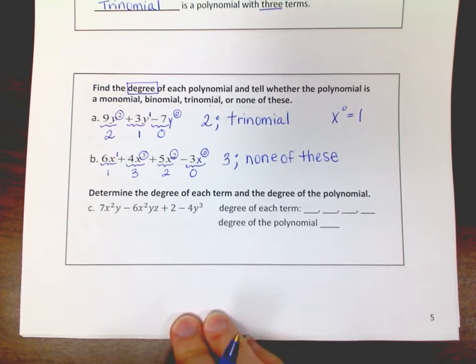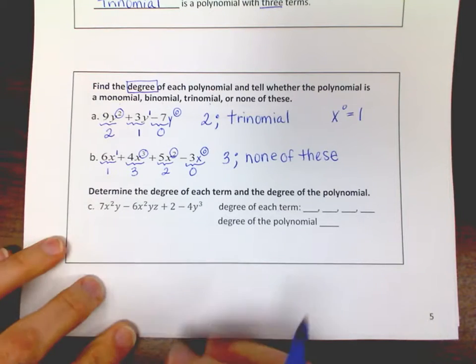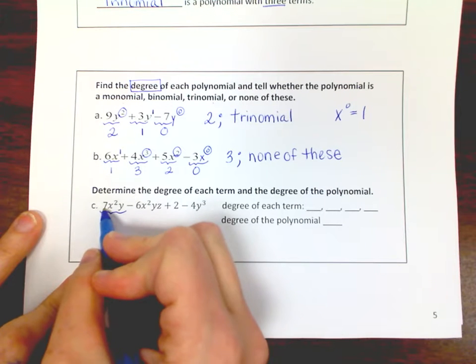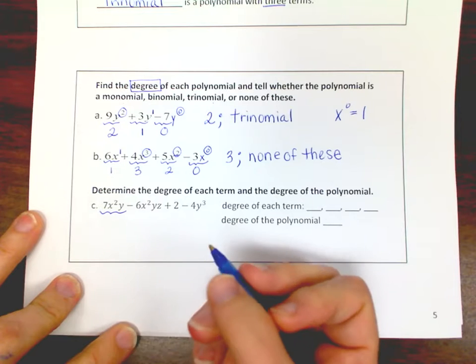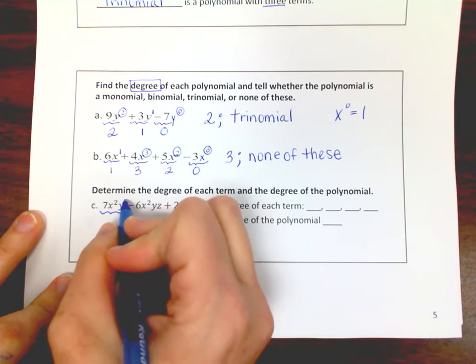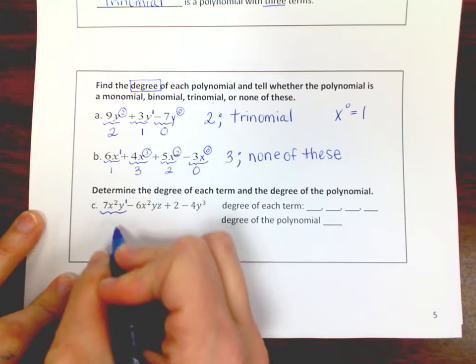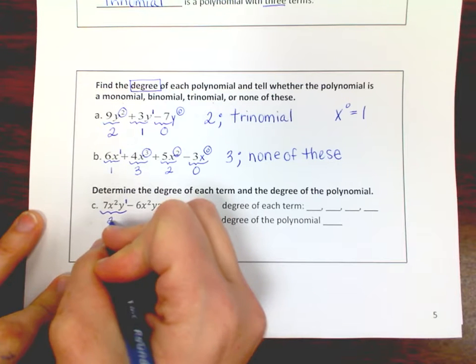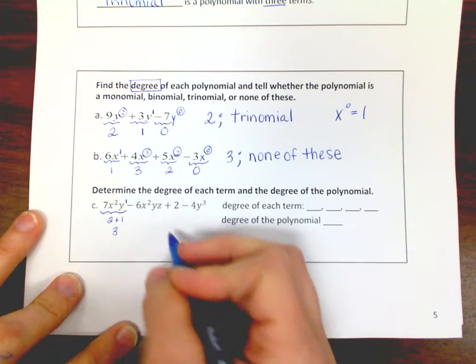Okay, now we're going to determine the degree of each term in this polynomial and then the degree of the entire polynomial. If we look right here, we have 7x squared y, and we have to think about the exponents on each of the variable terms that you see here. So we have x squared, and this is y to the first. So you'll add these exponents: we have an x squared and a y to the first, so that's a total of 3. So the degree of the first term is 3.